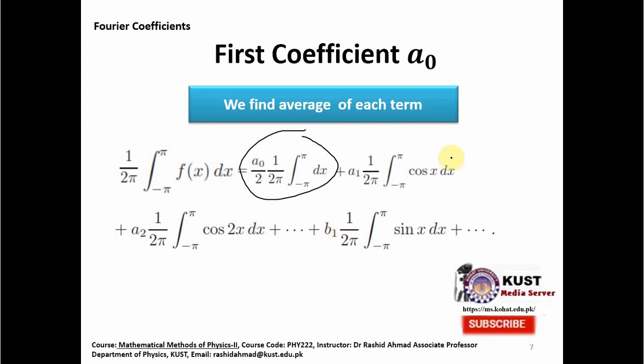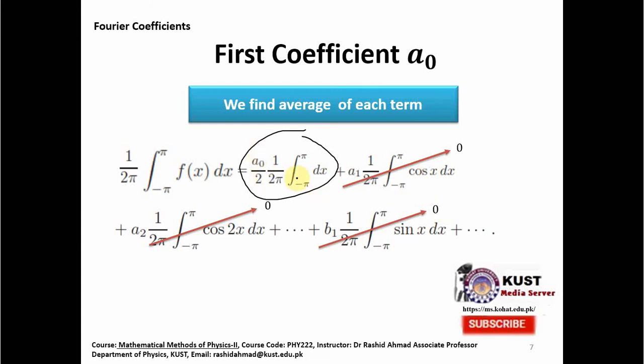Because of the average value formulas I have shown you on the last slide, this term will be equal to 0, because its average value is 0, and the second will be equal to 0, and so on up till the last term. All of the terms are equal to 0 except this first term, so only a naught survives.